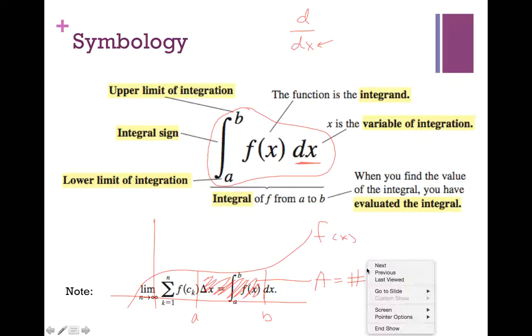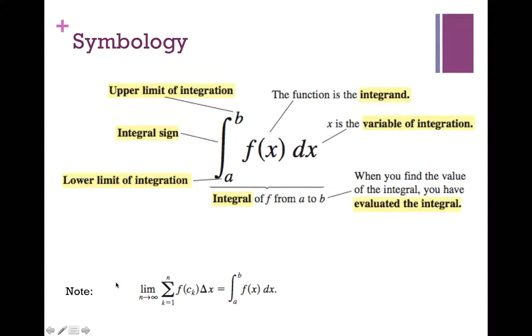Let me clear the screen here. What I want us to notice is that statement from before about the Riemann sums. As we get infinitely many rectangles and delta x gets closer and closer to 0, the limit of that sum is this integral statement.